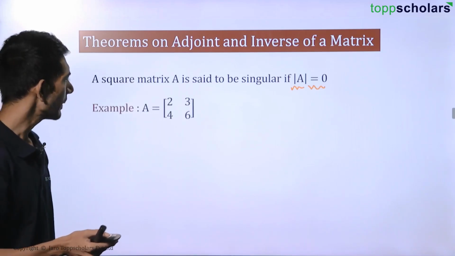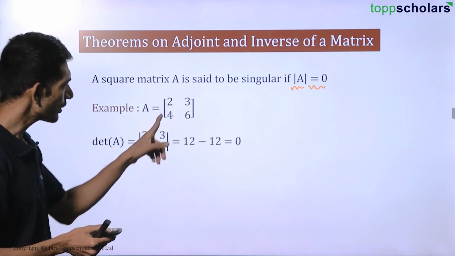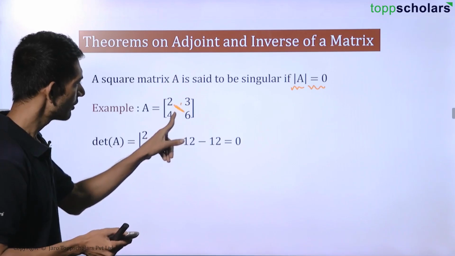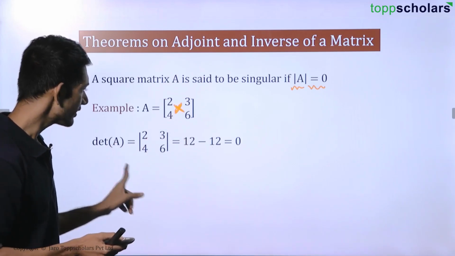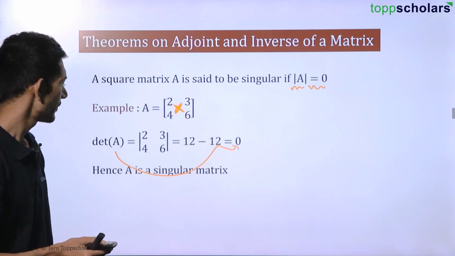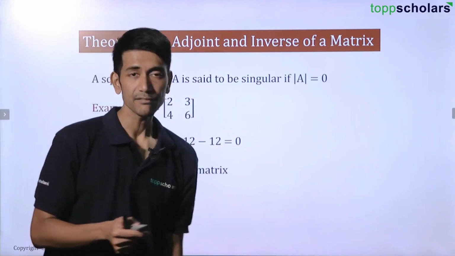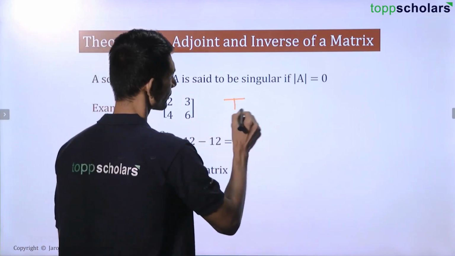Now here is an example. We have a matrix 2, 3, 4, 6. So let us find the determinant. 6 2s are 12, 4 3s are 12. Subtract them, you get 0. So since the determinant is 0, you can say that this is a singular matrix. I hope this part is clear. And if the matrix is a singular matrix, we cannot find the inverse.